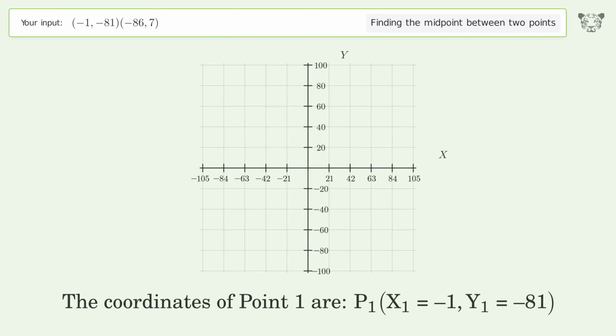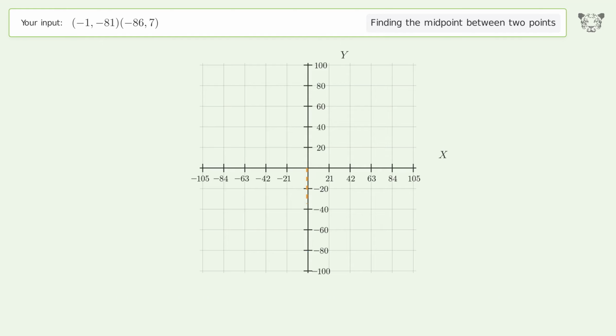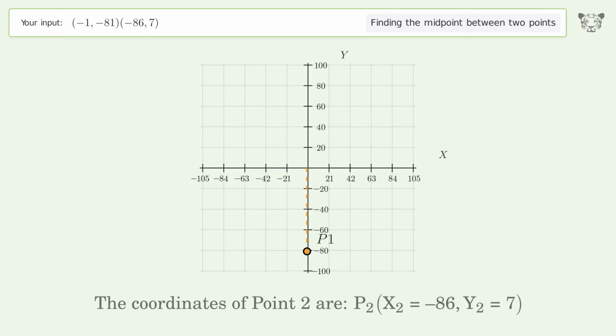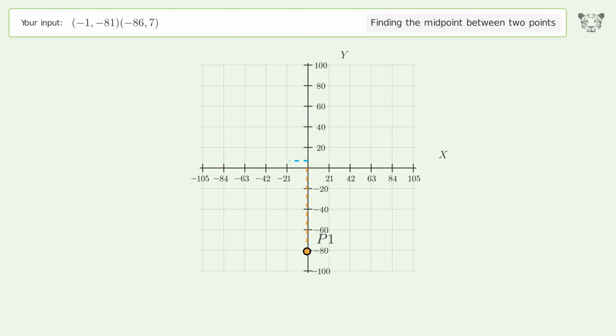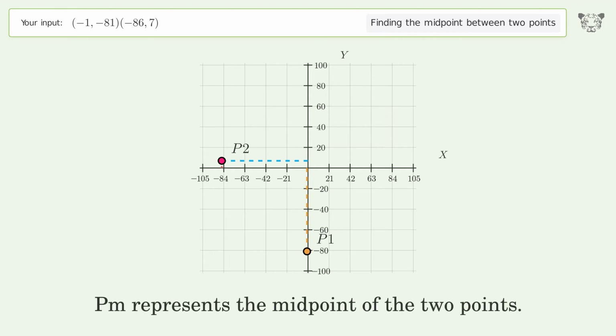The coordinates of point 1 are, x1 equals -1, y1 equals -81. The coordinates of point 2 are, x2 equals -86, y2 equals 7. PM represents the midpoint of the 2 points.